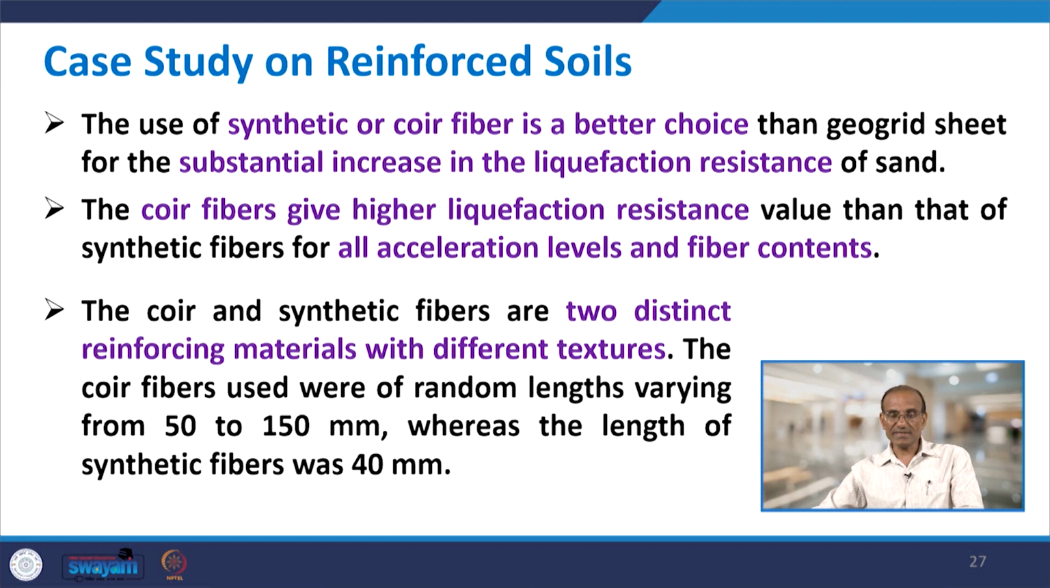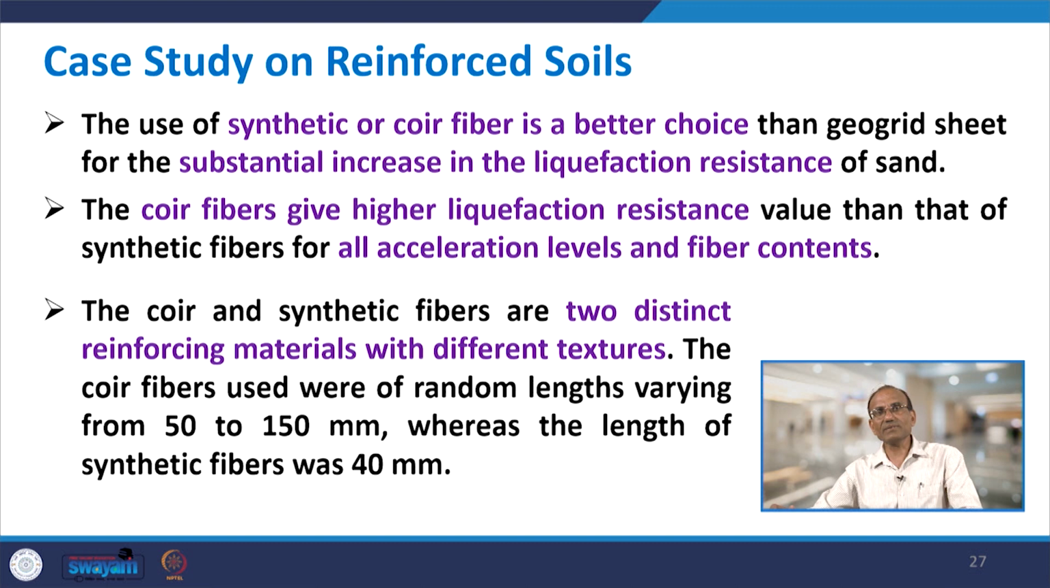The use of synthetic or coir fiber is a better choice, as we discussed, than geogrid sheet for a substantial increase in the liquefaction resistance of sand. The coir fibers give higher liquefaction resistance values than synthetic fibers for all acceleration levels and fiber contents. So, this is for all 4 acceleration levels, 0.1 G, 0.2 G, 0.3 G, 0.4 G. It is happening not only at one acceleration level, but at all levels.